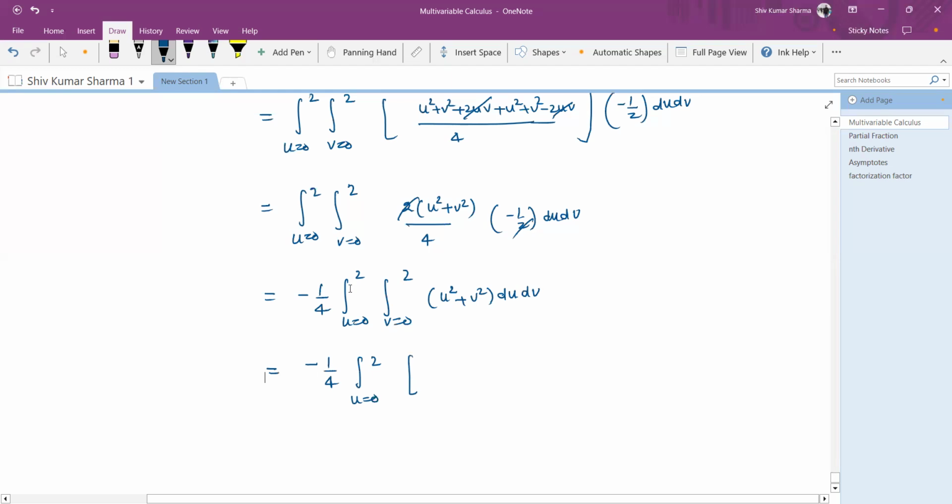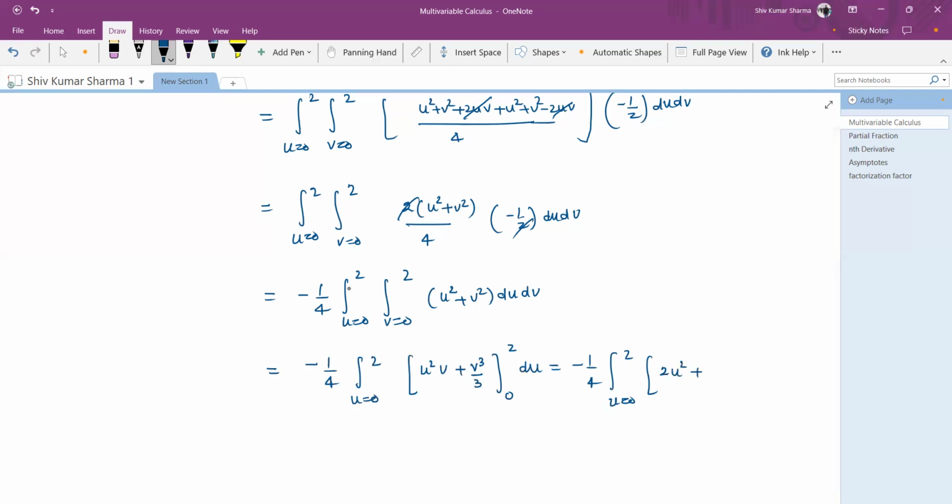U square into dv, so u square and dv integration is v, plus v square, means v cube upon 3, and limits are 0 to 2 into du. So this gives us minus 1 upon 4 integral u is equal to 0 to 2. And when we put the limits, this gives us 2u square plus 2 to the 4 is 8, 8 upon 3. And the lower limit gives us 0, into du.